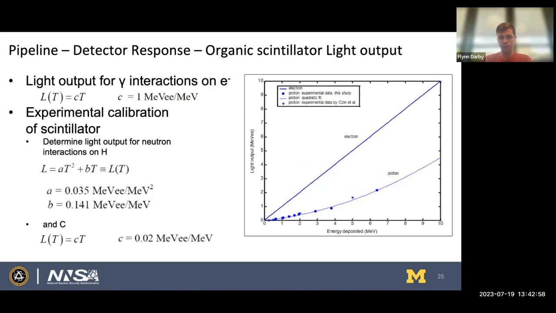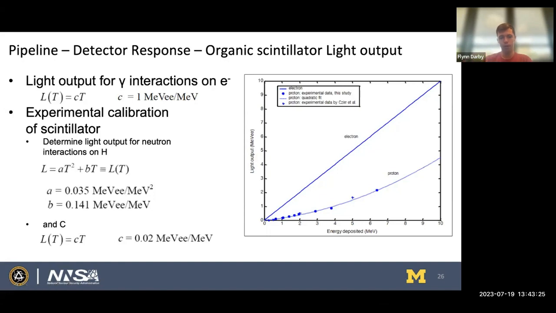So we have these relations that we can apply to our simulations using MPPost. The light output for gamma ray interactions on electrons is 1:1. It is our benchmark. So if there's a 1 MeV energy deposition for a gamma ray on an electron in our organic scintillator, it would produce 1 MeV EE, or electron equivalent of light.